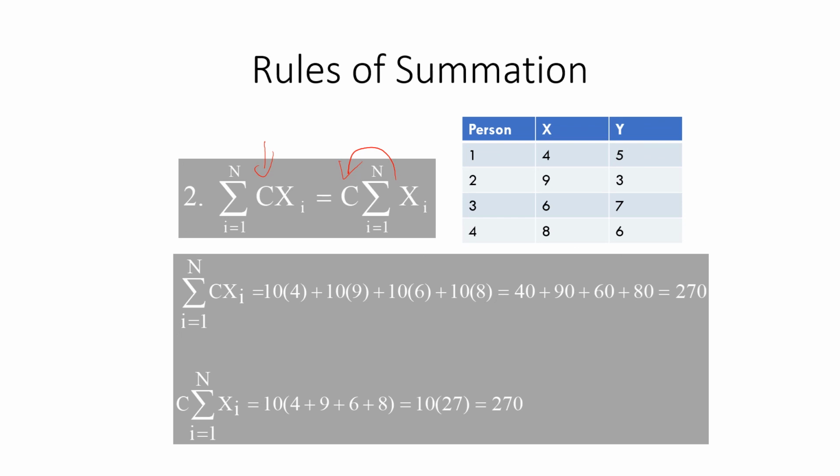Let's say our constant's still 10, and we're doing the constant times x. So we've got 4, 9, 6, and 8. 10 times 4, 10 times 9, 10 times 6, and 10 times 8. Add all of those together, and you get 270. However, what if we just took the sum of x, so we've got 4 plus 9 plus 6 plus 8, which is 27, and multiplied it by the constant, you also get 270. And why is that the case? Because the constant is getting multiplied in the same amount of times, or included in the same amount of times, whether it's in the problem or out of the problem.